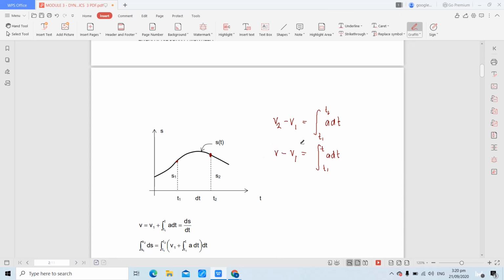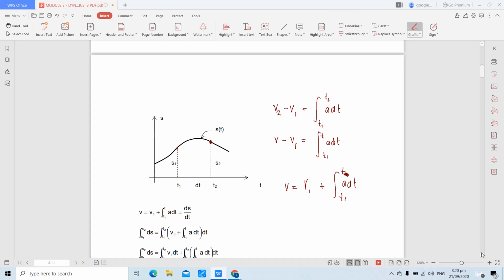Etong dalawang equation na yan, dalawang formula, parehas lang yan, guys. Iniba lang natin yung variable. Ang ibig sabihin ng V2 tsaka V, final velocity. Ang ibig sabihin ng T2 tsaka T, final time. So, parehas lang. So, ilipat natin yung V1 sa kabila. V will become V1 plus integral of a dt from T1 to T2, o from T1 to T. Naging variable na t na siya.